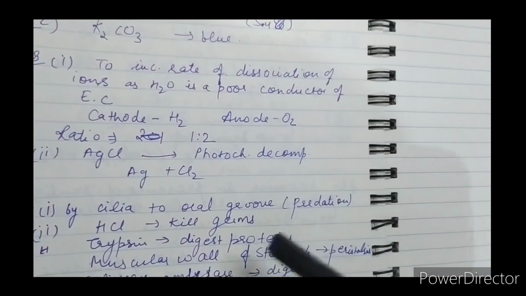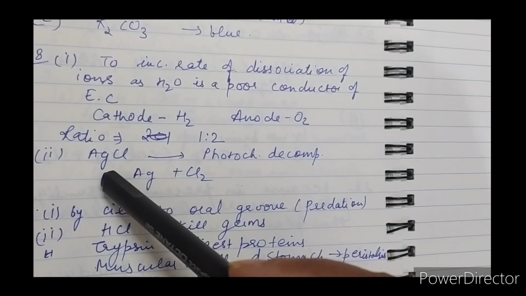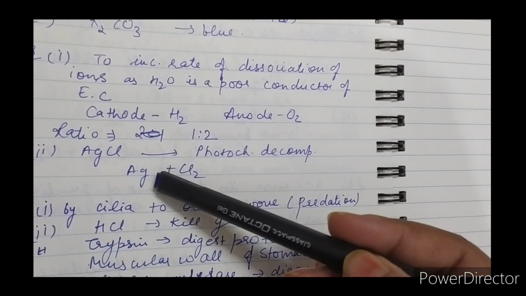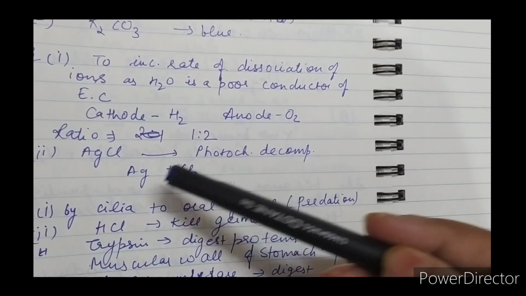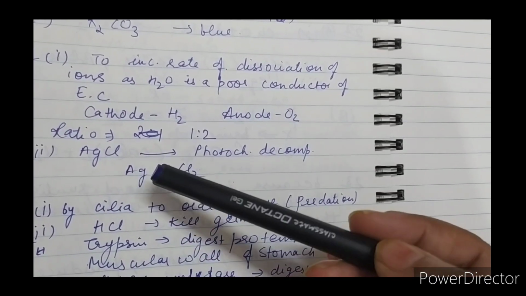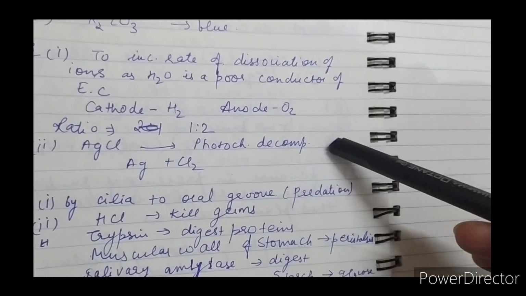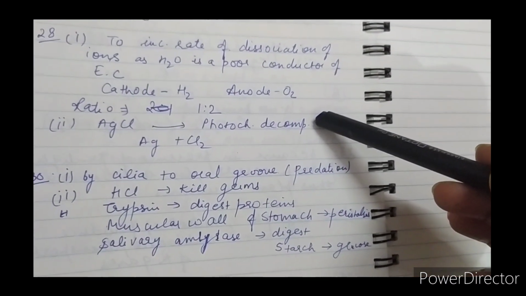So the answer is 1:2. What will you observe on the photochemical decomposition of silver chloride? So you will get silver metal and chlorine gas. So you can write the color of silver metal, that is grayish white, and greenish yellow gas will be evolved, and the type of reaction is photochemical decomposition reaction.